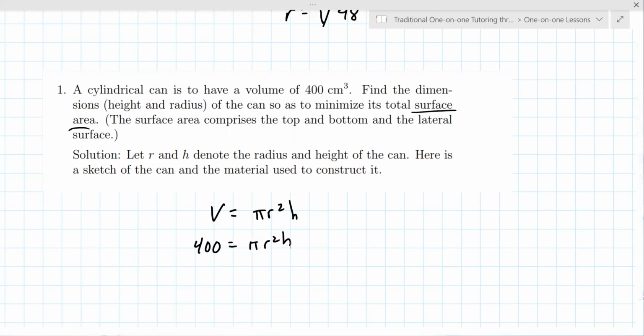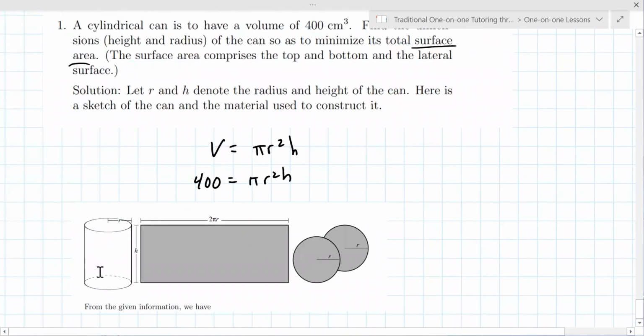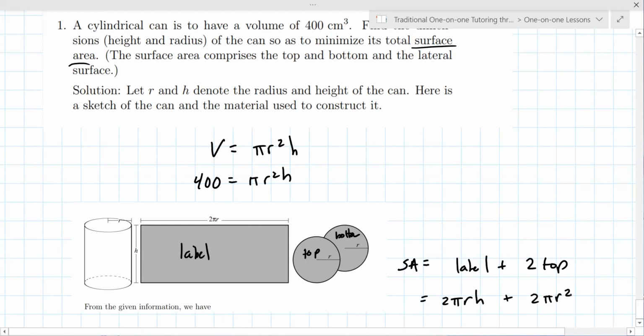Okay, but here's the difference. This time you're minimizing surface area. So let me snip in this picture because I think this is really helpful. There's the can, there's the volume of the can. We've looked at that a couple of times, but here's the surface area. I call this the label, and this is the top and the bottom. So the surface area is the label plus 2 times the top. So the area of the label is 2 pi r h, and the top is 2 pi r squared.